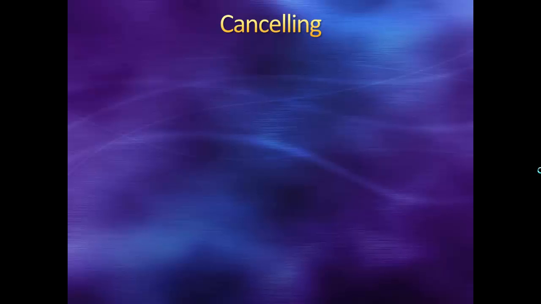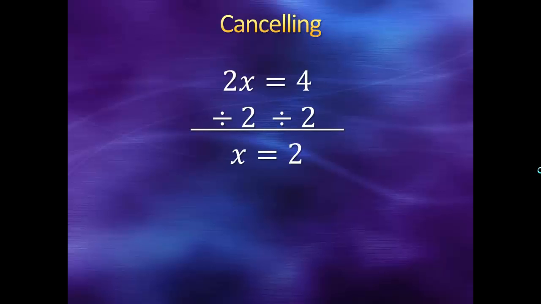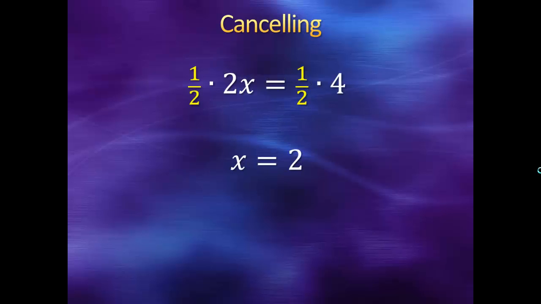Recall from good old algebra that if we're solving an equation like 2x equals 4, we divide both sides by 2. But this is really the same thing as multiplying both sides by the rational number 1/2. Since 1/2 times 2 equals 1, we call 1/2 the multiplicative inverse of 2 in the real numbers.